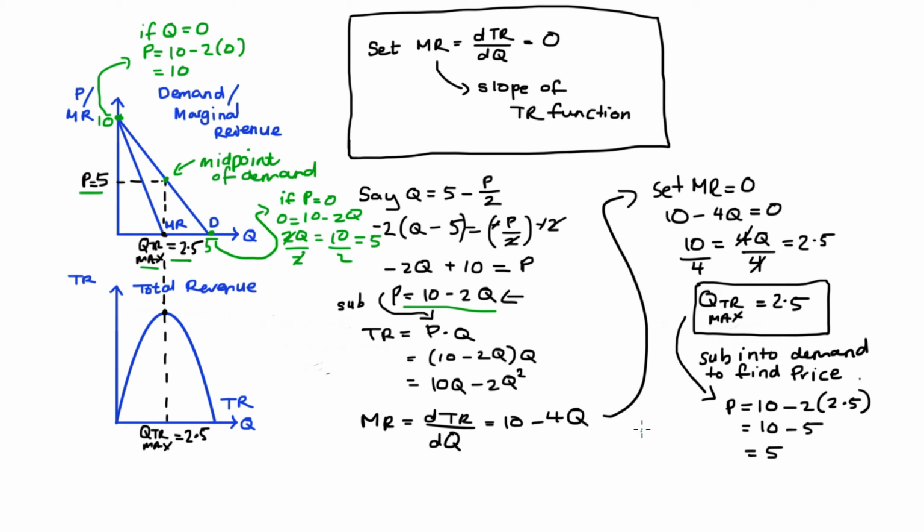So if we wanted to just quickly find the maximum total revenue, you could do it this way. The only thing that you need to be careful with if you're going to use this strategy is just to make sure that your demand curve is indeed linear, so like a straight line.